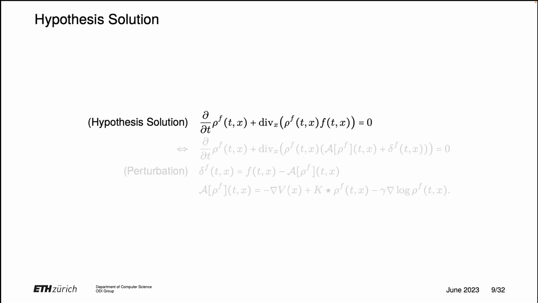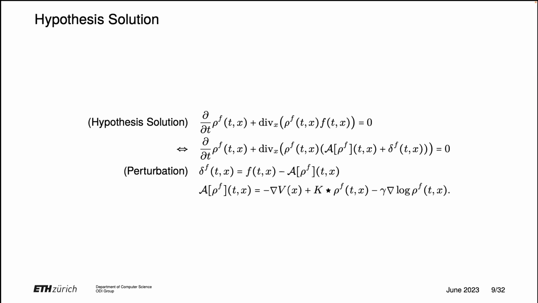Okay. So to recover the McKean-Vlasov equation, let's try to write it in a form similar to the McKean-Vlasov equation, except that since I'm not exactly using the velocity field of the McKean-Vlasov equation, there will be some error term. So basically, let's define delta f to be in this form. The continuity equation corresponding to the hypothesis solution can actually be written in this perturbation form, where A of rho is the same operator as in the McKean-Vlasov equation, but now we don't know the solution to the McKean-Vlasov equation. We only have this hypothesis solution. So we plug rho f into A.